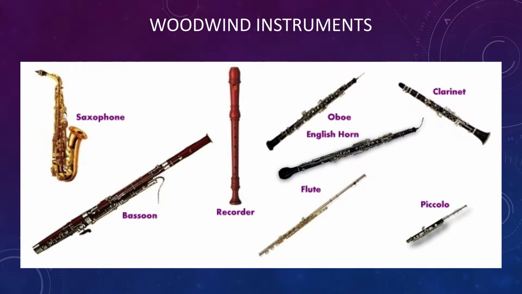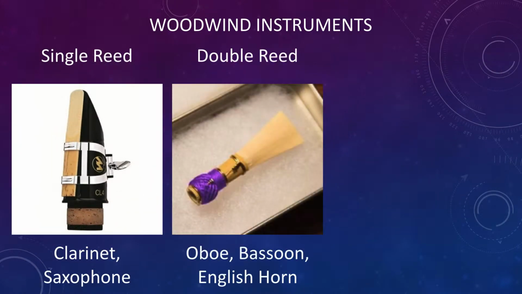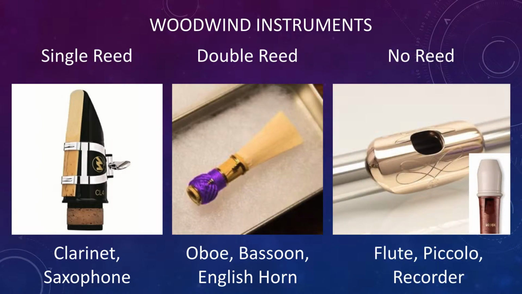Instruments of the woodwind family are the piccolo, flute, recorder, oboe, English horn, clarinet, saxophone, and bassoon. Clarinets and saxophones use a single reed. Oboes, bassoons, and English horns use a double reed. Flutes, piccolos, and recorders do not use reeds.